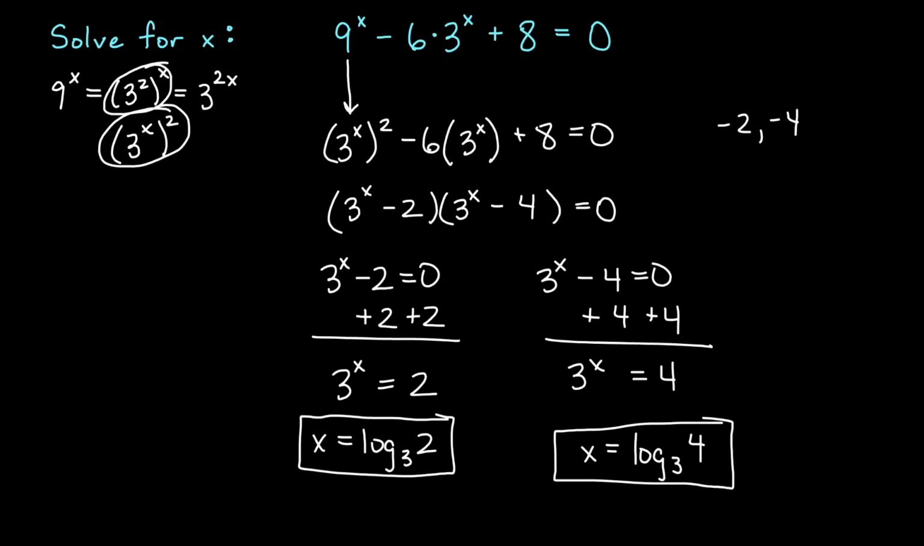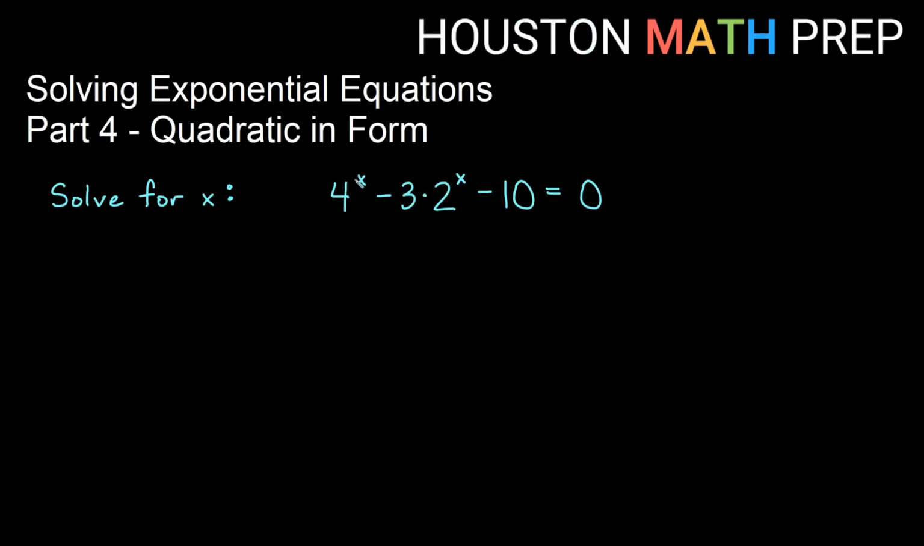Looking at another one, 4 to the x minus 3 times 2 to the x minus 10 equals 0. We want to see this 4 to the x as 2 to the x squared, because 2 squared is 4. So we have 2 to the x squared minus 3 times 2 to the x minus 10 equals 0. And if these were smiley faces, we would have smiley face squared minus 3 smiley face minus 10.